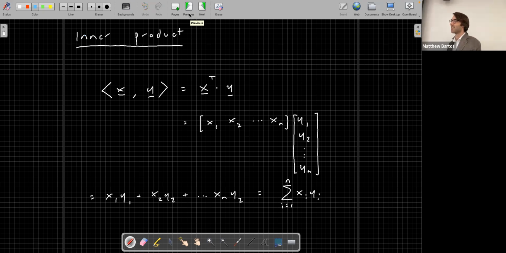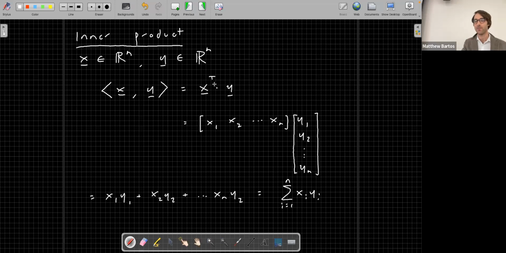If X is actually a row vector and Y is a column vector, they do have to be dimensionally compatible. So again, this is for X in R^n, Y in R^n, with both of these being column vectors. So X and Y are both column vectors, and yes, they do have to be dimensionally compatible. Okay, good question.